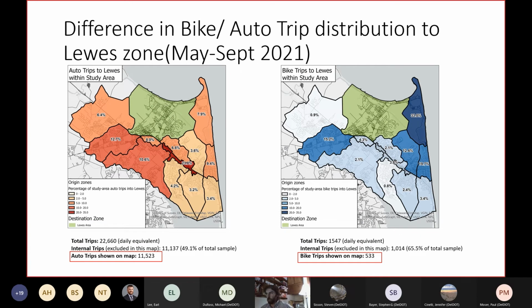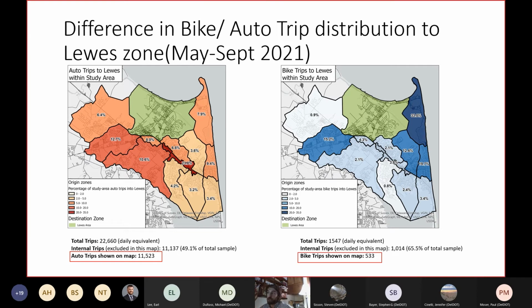The area shown in green is this greater Lewes area. It has the downtown, it has the section across the canal, and has that sort of suburban area as well. So this is showing, of all the people who came into Lewes within the study area, where did they start their trip proportionally? And that's what's shown in this map.